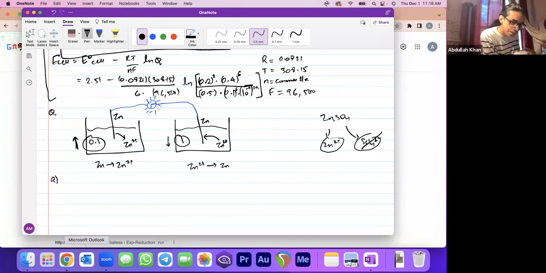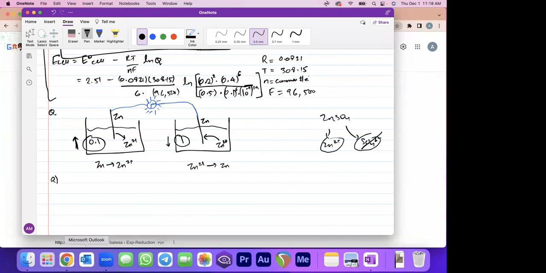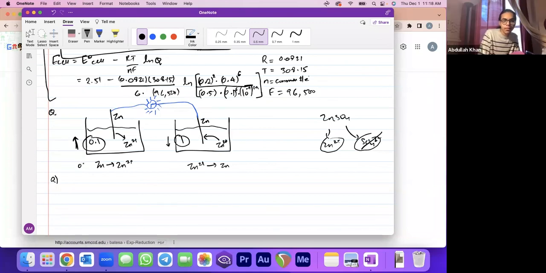Left or right? Oxidation left. Oxidation left, exactly. And reduction on the right. Perfect. Because we're going from 0 charge to 2 plus and 2 plus to 0. Excellent.